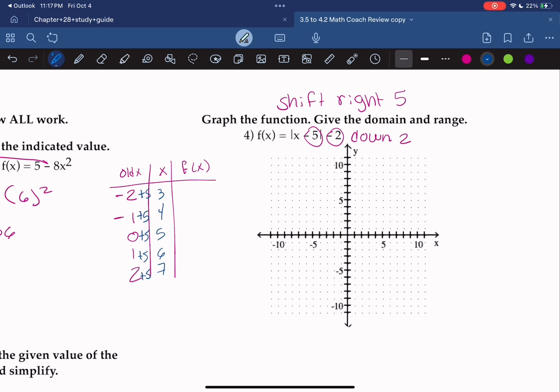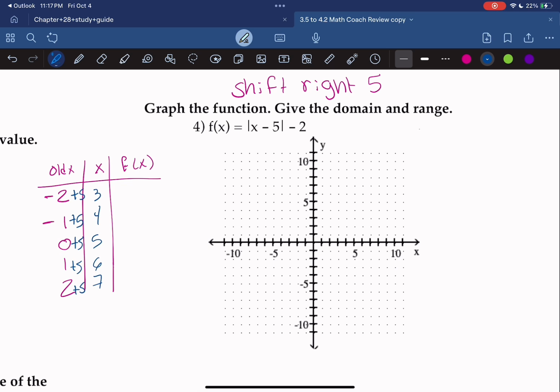That's not right. It's very late. Let me take that back. For f of x, we're going to plug x into the actual absolute value equation. I was thinking of something else, I'm sorry, but let me show you how this works.